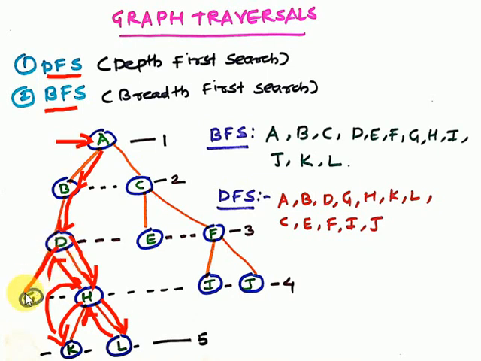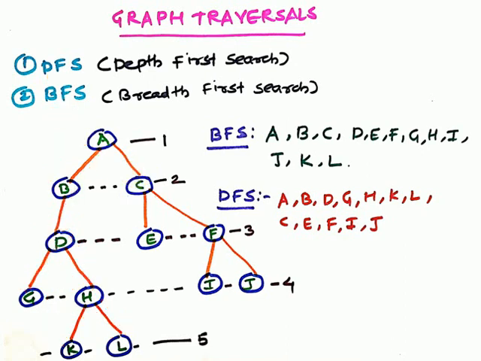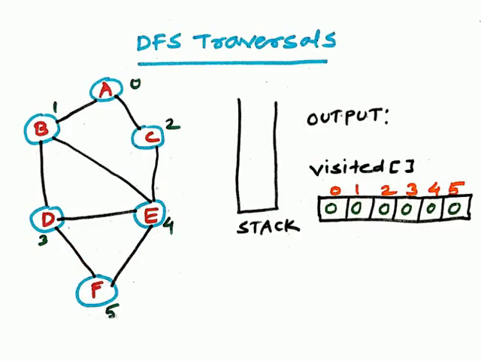From D we'll visit G. From G again we'll go to D, and again from D we'll go to B, and from B again we'll go to A, and that way we'll traverse the graph. So this is basically the basic concept of the depth first search. So let us take one simple example, and from that example we will see how the DFS traversal works.